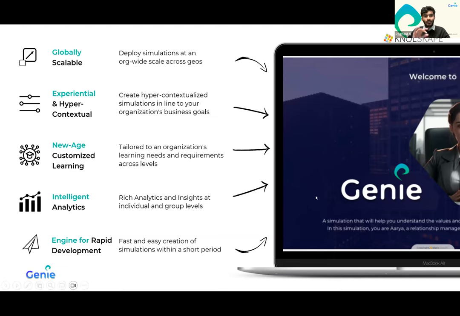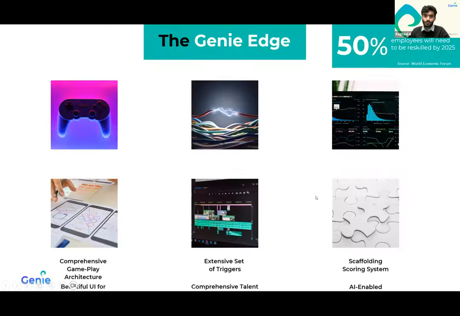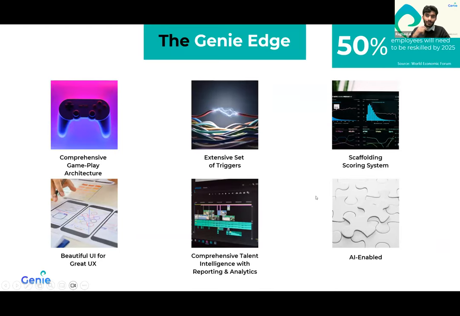Moving on to the Genie Edge. These are some of the key elements of a simulation that a learner will experience while going through it. We have a comprehensive gameplay architecture. What this means is that each scenario that users go through is designed in such a way that there's a structure and a logic, and users get a learning experience that's contextualized to them.